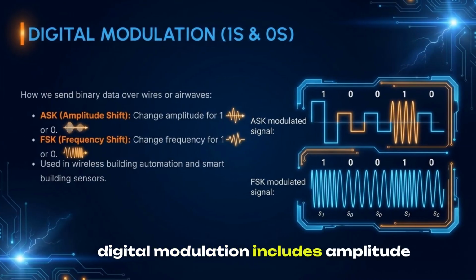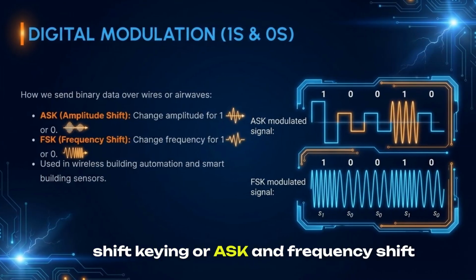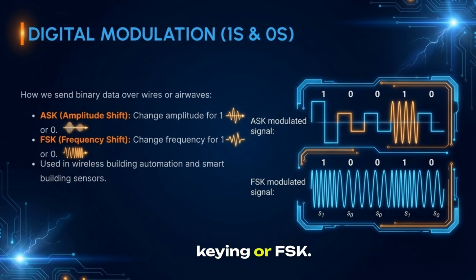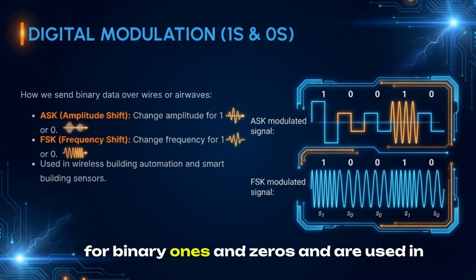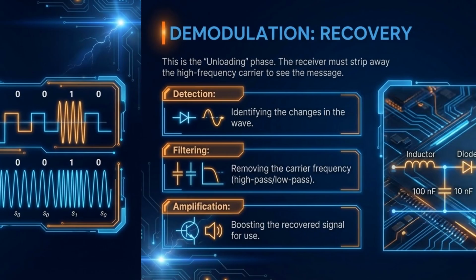Digital modulation includes amplitude shift keying, or ASK, and frequency shift keying, or FSK. These change amplitude or frequency for binary ones and zeros and are used in wireless building automation and smart sensors.